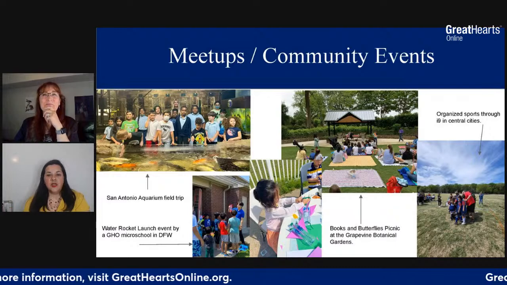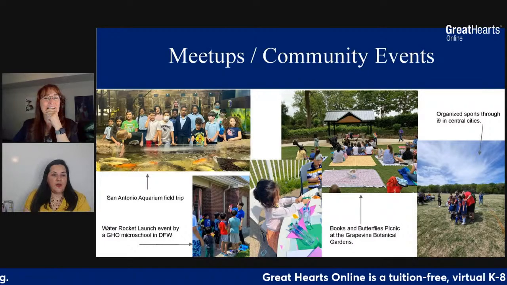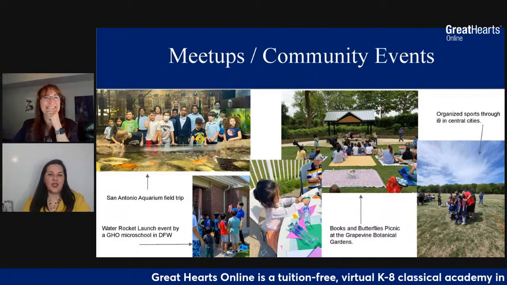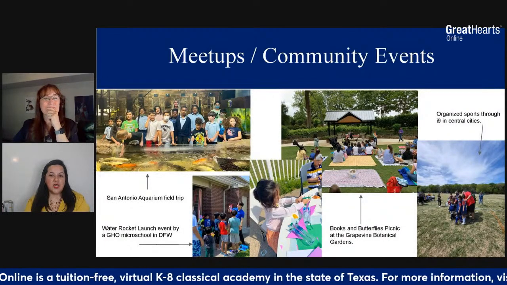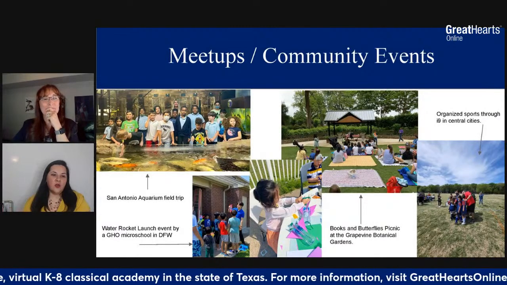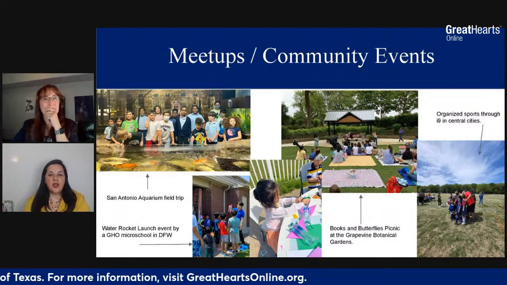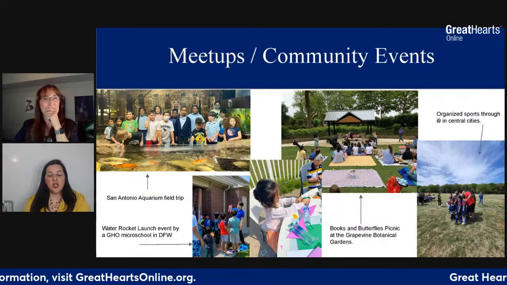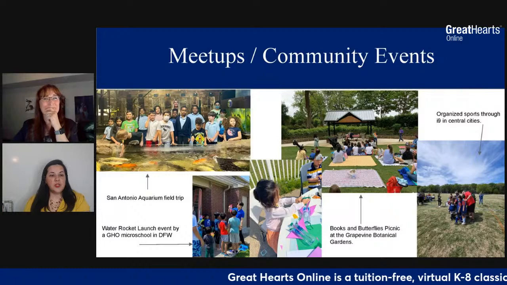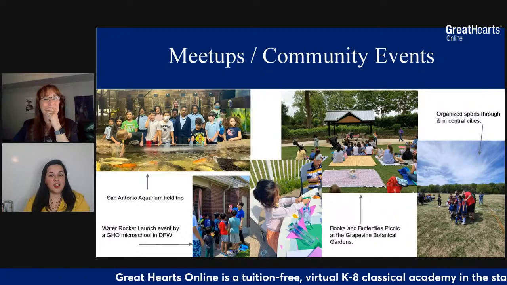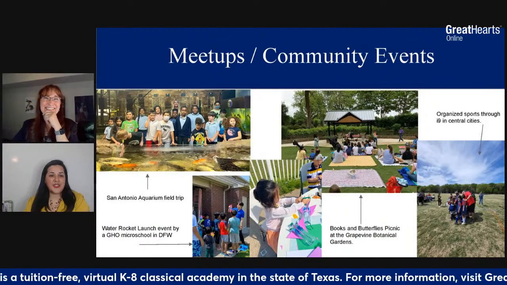And then the last picture is an example of our kids playing sports. This year we've partnered with I-9, which I hope most of you will be familiar with. They have really great values and virtues in what they teach their team members. They allow all ages from 3 to 14 to participate and play together. We've partnered with them, which allows all of our families to sign up at a discounted rate and get placed on teams so that all of our Great Hearts Online scholars can be on a team together, enjoy themselves, have fun and get outside.